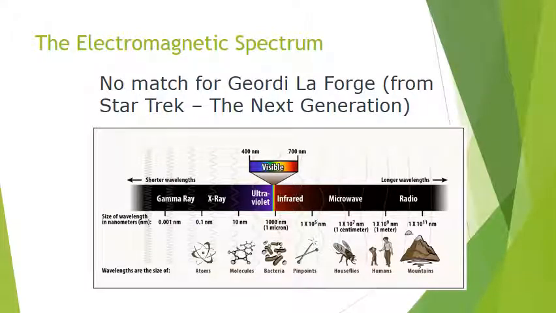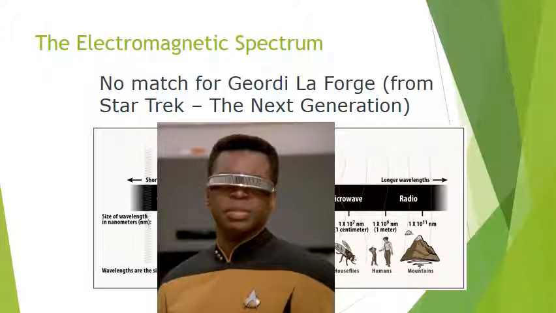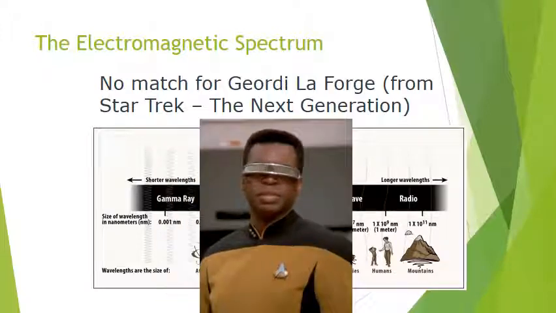Okay, so now that we know that light is more than meets the eye, what meets the eye, we only see the visible spectrum, which is just a sliver of all that is out there. So the human eye is relatively limited because it can only process the visible wavelengths. But Geordi LaForge from Star Trek's Next Generation, blind since birth, was fitted with a thing called the visor, which allowed him to see wavelengths other than just the visible.